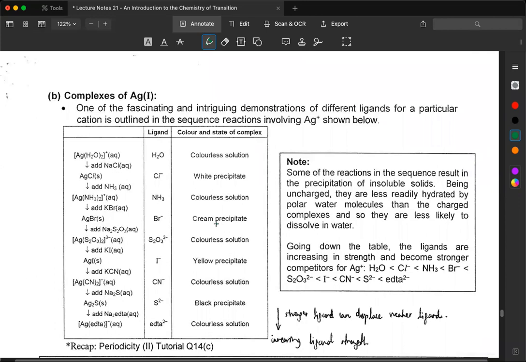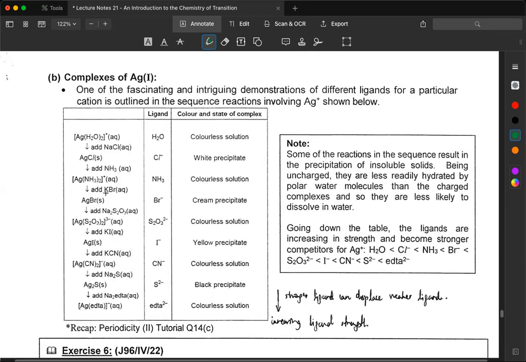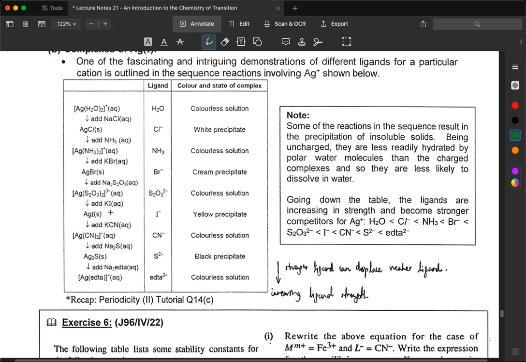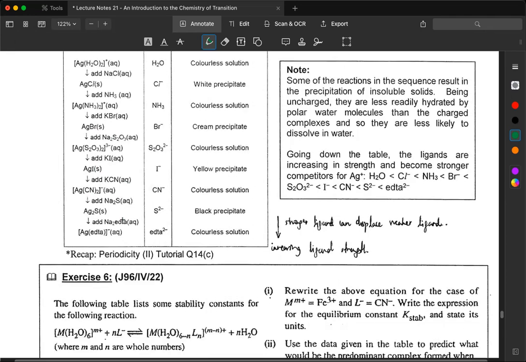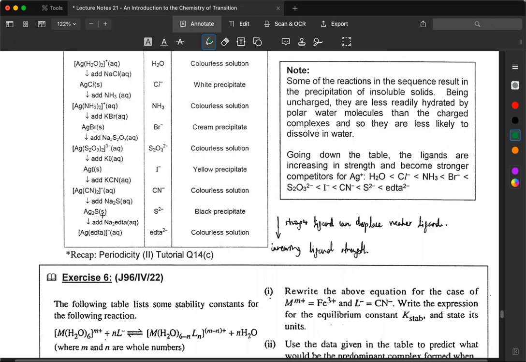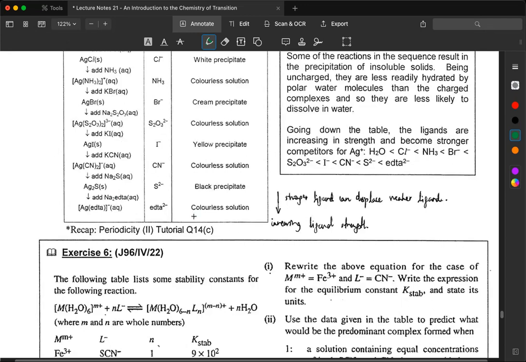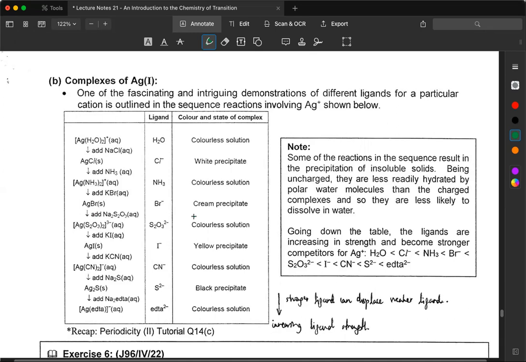Okay, next one is one of the fascinating, intriguing demonstrations of different ligands for a particular cation, outlined using silver ion. So you can have different colors, reversible. For example, the ligand is water, but you add Cl minus, from colorless it becomes a white precipitate. You add NH3, you replace the Cl, it forms a colorless solution again, and add KBr, because the silver will react with Br minus, forming the cream precipitate. You add thiosulfate, then you form a colorless solution again. You add KI, yellow precipitate, add CN minus, it becomes colorless again. Very interesting. Add sodium sulfide, it becomes Ag2S, a black precipitate. Add EDTA, colorless again. So very cute. It keeps on changing.